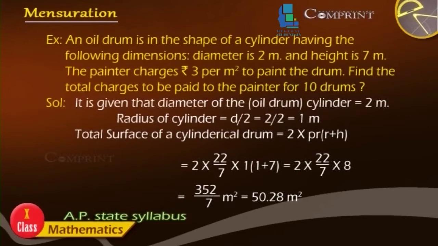Solution. It is given that the diameter of the cylinder is equal to 2 meters. Radius of cylinder r is equal to d by 2 is equal to 2 by 2 is equal to 1 meter. Total surface area of a cylindrical drum is equal to 2 pi r (r plus h) is equal to 2 into 22 by 7 into (1 plus 7) is equal to 2 into 22 by 7 into 8 is equal to 352 by 7 meter square is equal to 50.28 meter square.